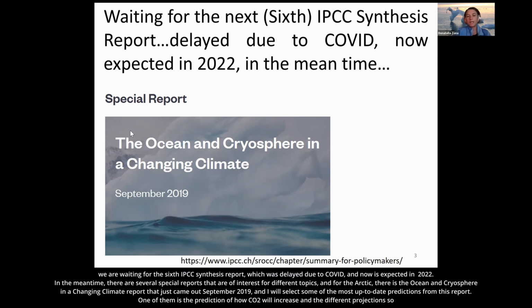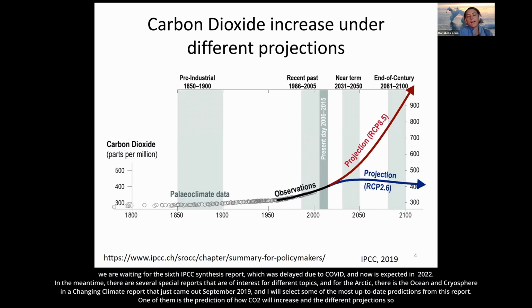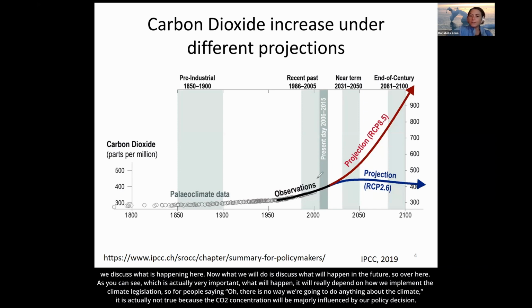In the meantime, there are several special reports that are of interest for different topics. And for the Arctic, there is the Ocean and Cryosphere in a Changing Climate report that just came out in September 2019. And I will select some of the most up-to-date predictions from this report. So one of them is the prediction of how CO2 will increase under different projections. So we discuss what is happening here, okay?